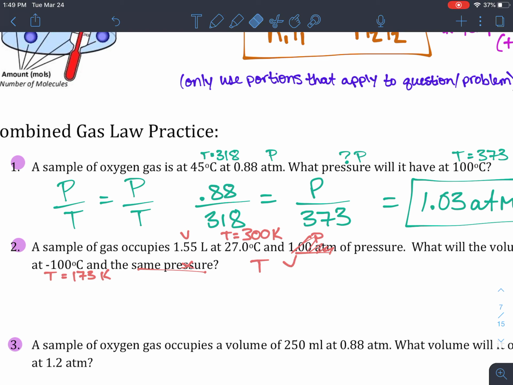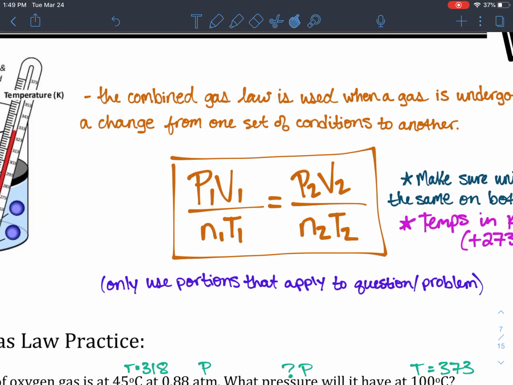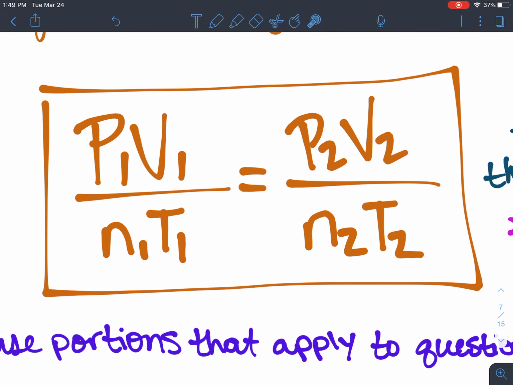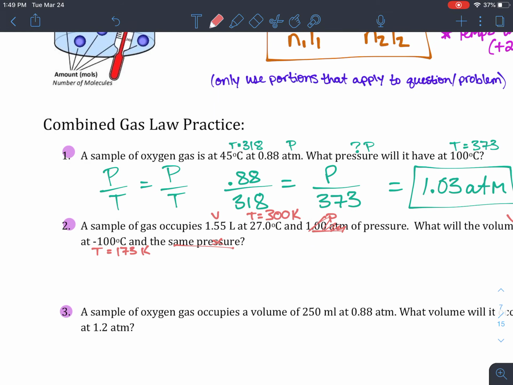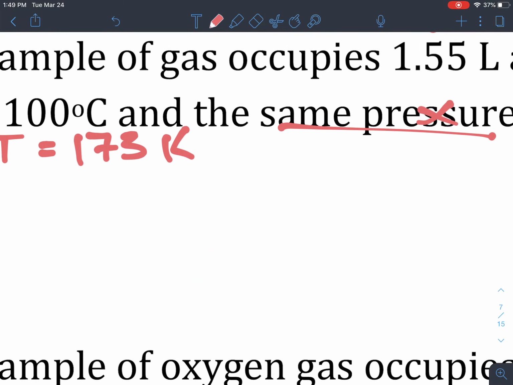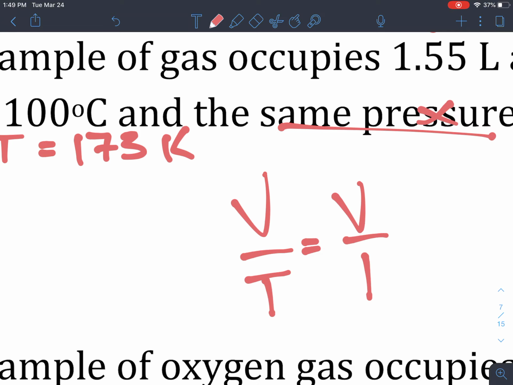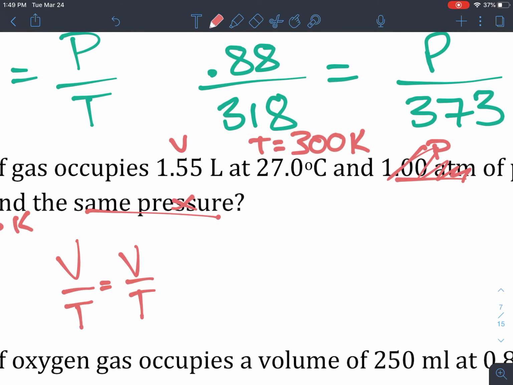So we're going to take a look at our combined gas law, and we're only going to use the formula for temperature and volume. And you can see here, volume is divided by temperature of one set of conditions, and that will be set equal to volume divided by temperature for the second set. So V over T equals V over T. And then we can plug in the numbers.